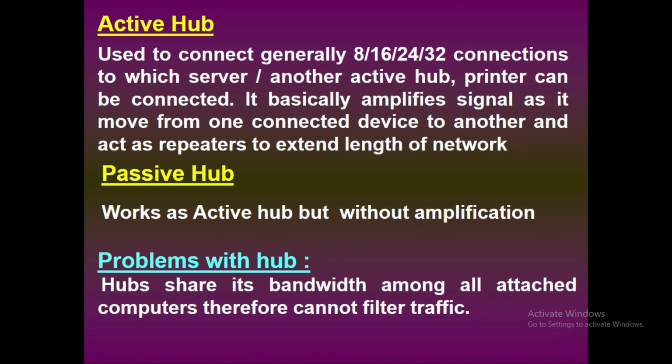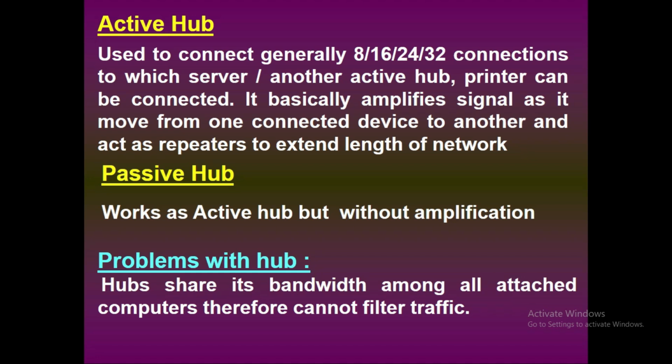Here a hub is used to connect generally 8, 16, 24 or 32 connections to a server or another active hub. A printer can also be connected through it. It basically amplifies the signal as it moves from one connected device to another and acts as a repeater to extend the length of the network. A passive hub works like an active hub but without amplification. The data cannot be amplified using a passive hub.